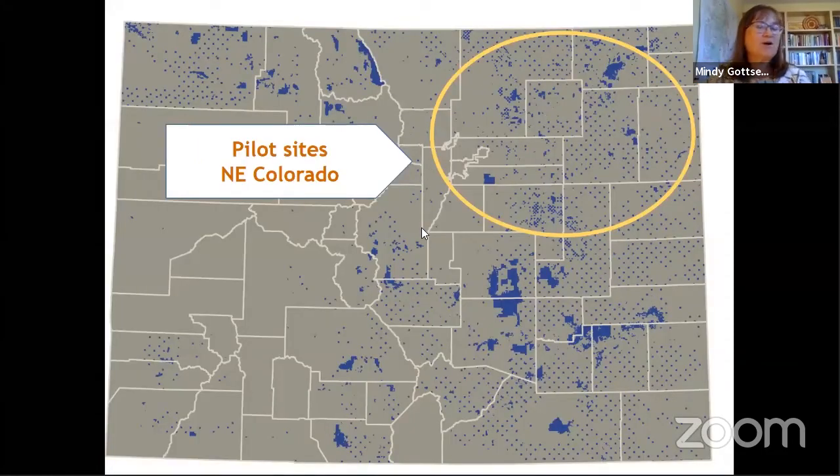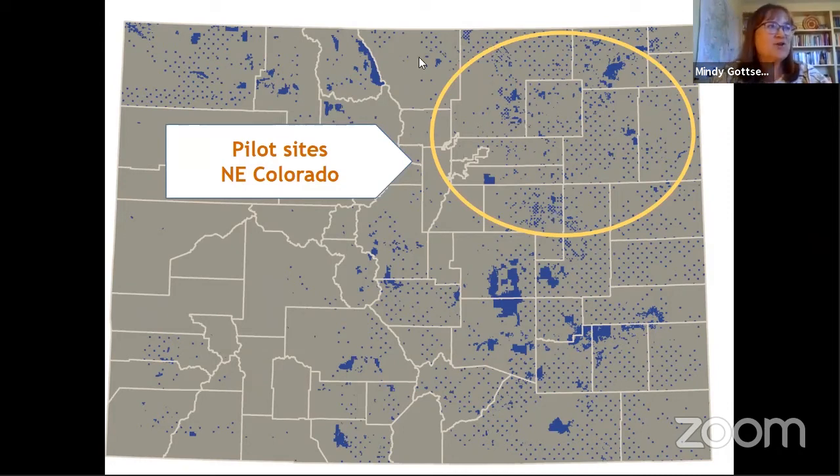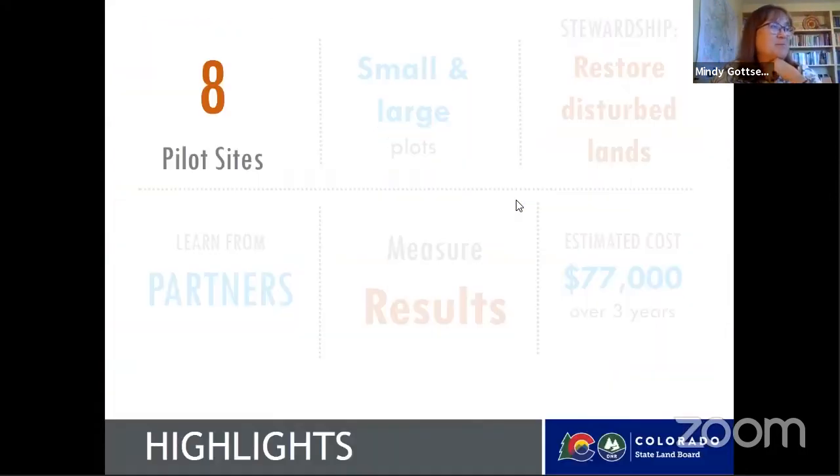Our pilot program is going to be a 3-year pilot. We'll be identifying sites in Northeast Colorado. This is where the majority of lands that are disturbed from oil and gas development are. It's also an area of the state where we have a tremendous amount of cropland, and it's fairly close to the Denver Metro or Front Range region. So we'll be hoping to identify several pollinator habitat projects within this area.